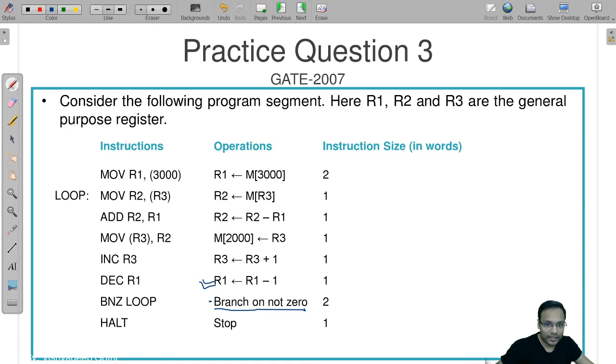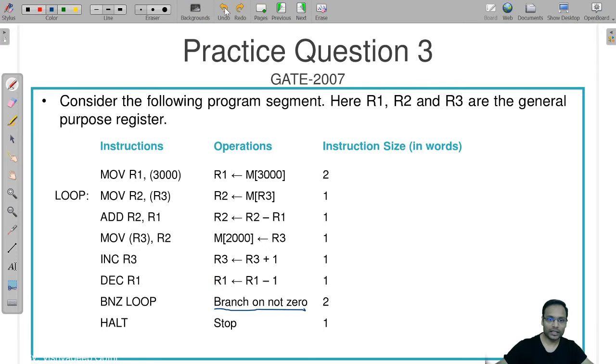So this particular condition will be checking this ALU's result status. Branch on not zero means that if R1 minus 1 gives you not zero, then branch here to the loop. So jumping will happen only when R1 minus 1 is not zero. If R1 minus 1 becomes zero, you don't jump, this condition will be false. That is the understanding here.